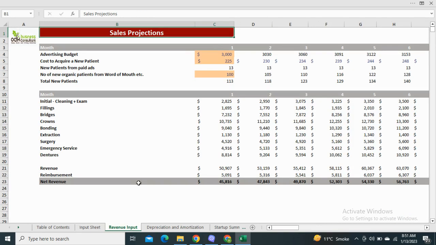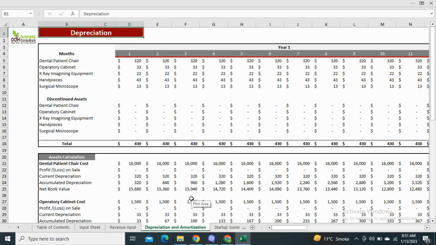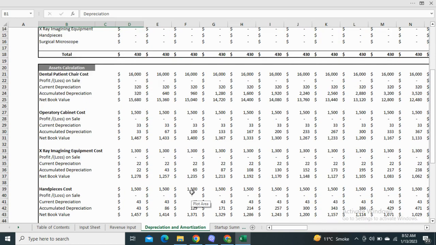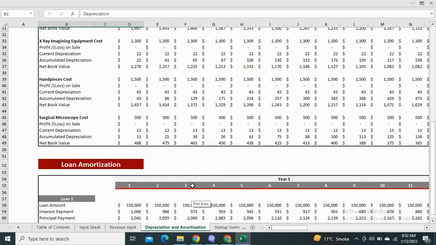Moving on to the revenue analysis sheet, it shows the growth in the number of patients and revenue generated from each of the services provided by your clinic. Next, we have the depreciation and loan amortization schedule. The depreciation table shows the reduction in the value of your assets for the next 5 years, and the loan amortization schedule shows monthly principal and interest payments.